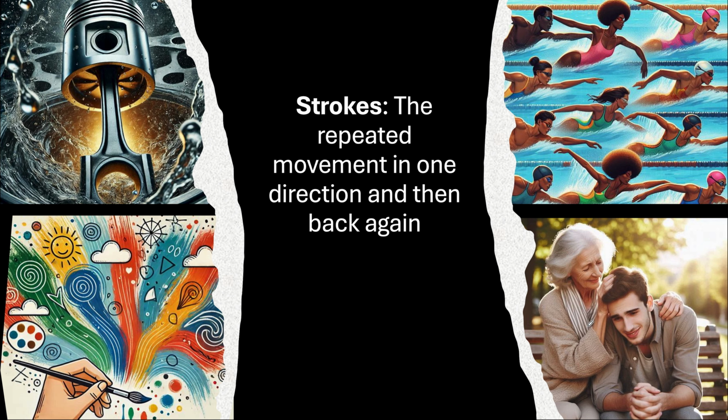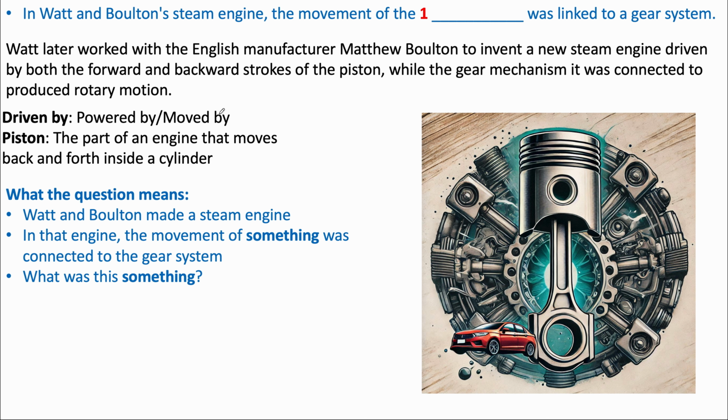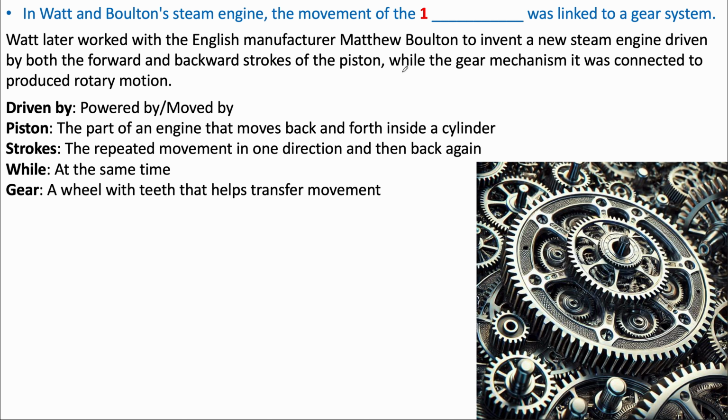Strokes means repeated movement in one direction and then back again. It could mean strokes of a brush when painting, strokes when patting someone, or strokes when swimming, or in this case, strokes means piston going back and forth. So this tells us that piston was moving in a back and forth way. The word while here means at the same time. So when the piston is moving in back and forth way, at the same time something else is happening.